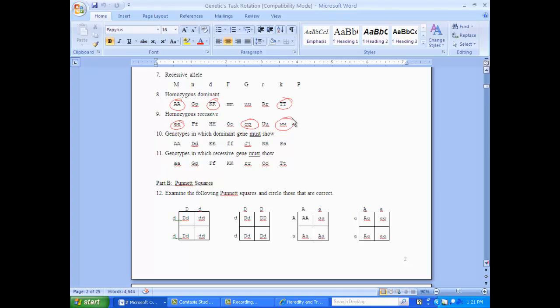Number 10, genotypes in which dominant gene must show. Well, technically, the dominant gene will show there. Dominant will show there. Genotypes in which the recessive gene must show. It's got to be paired with another recessive.